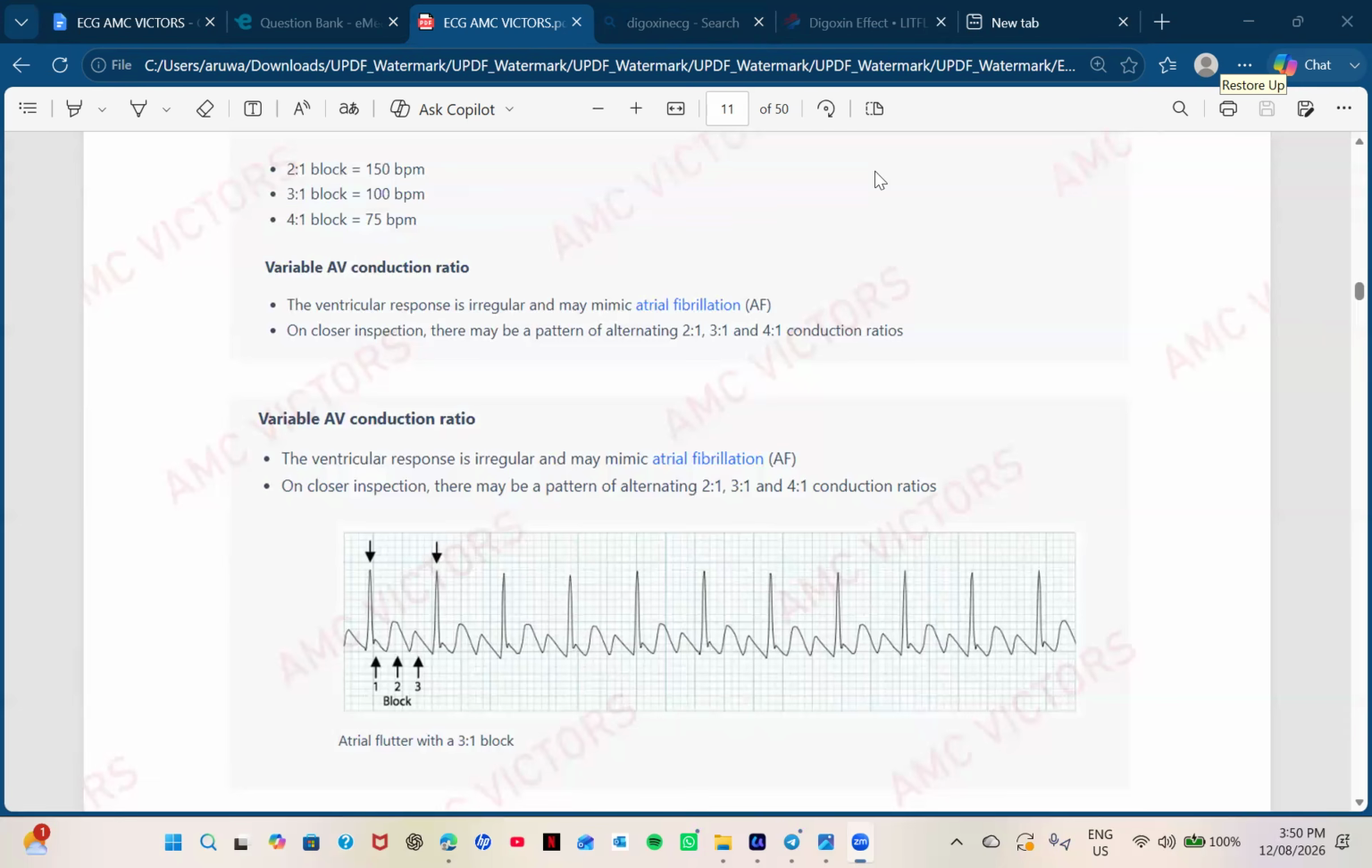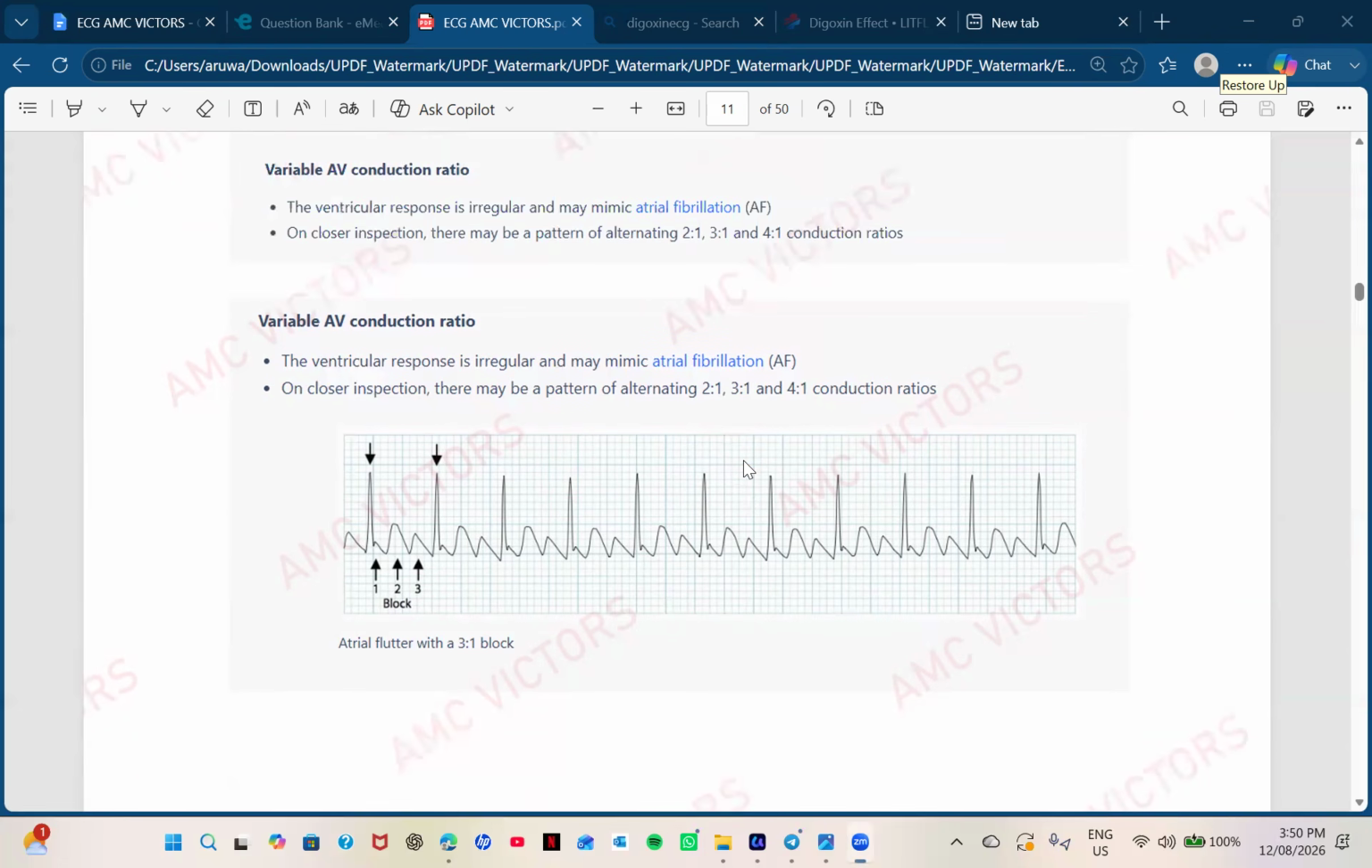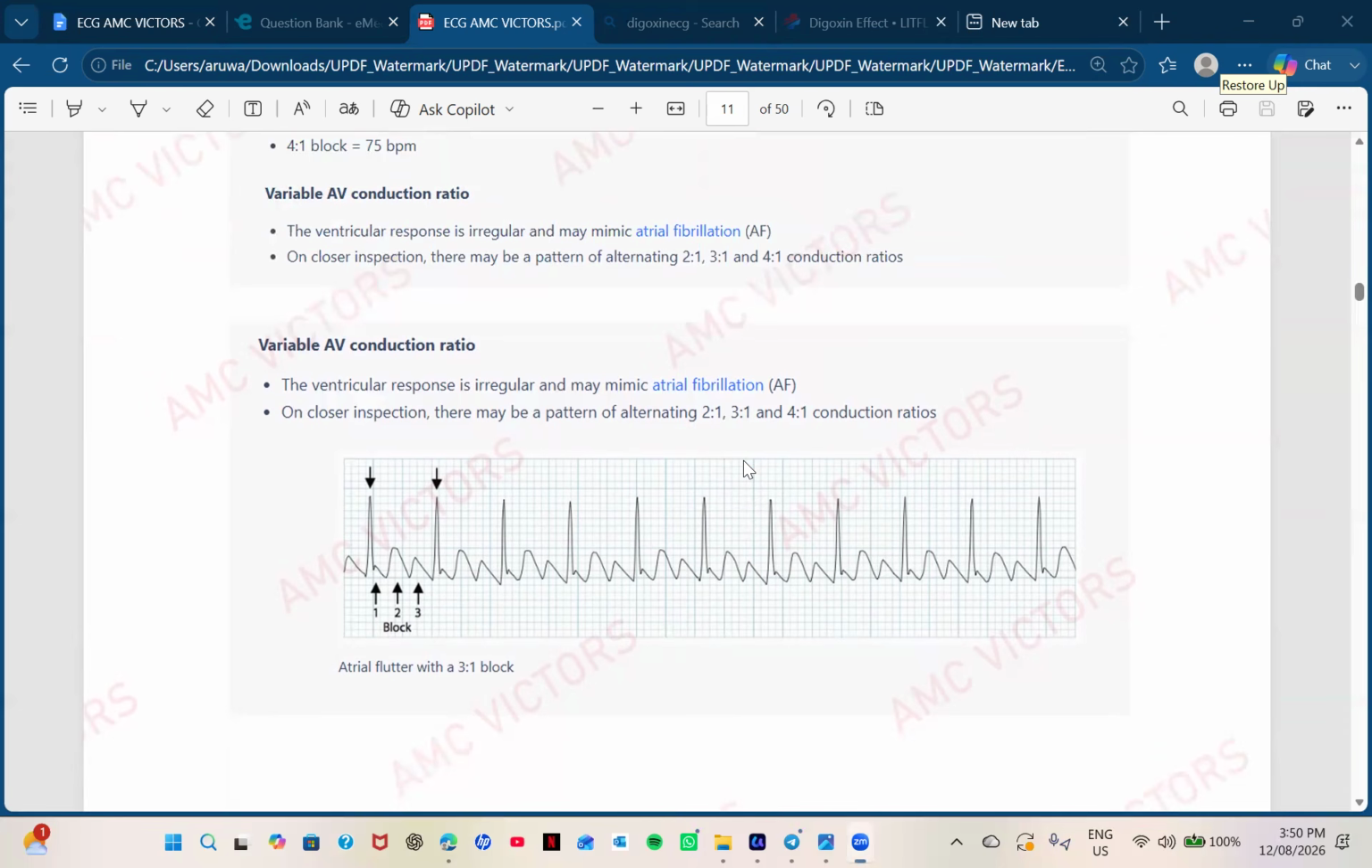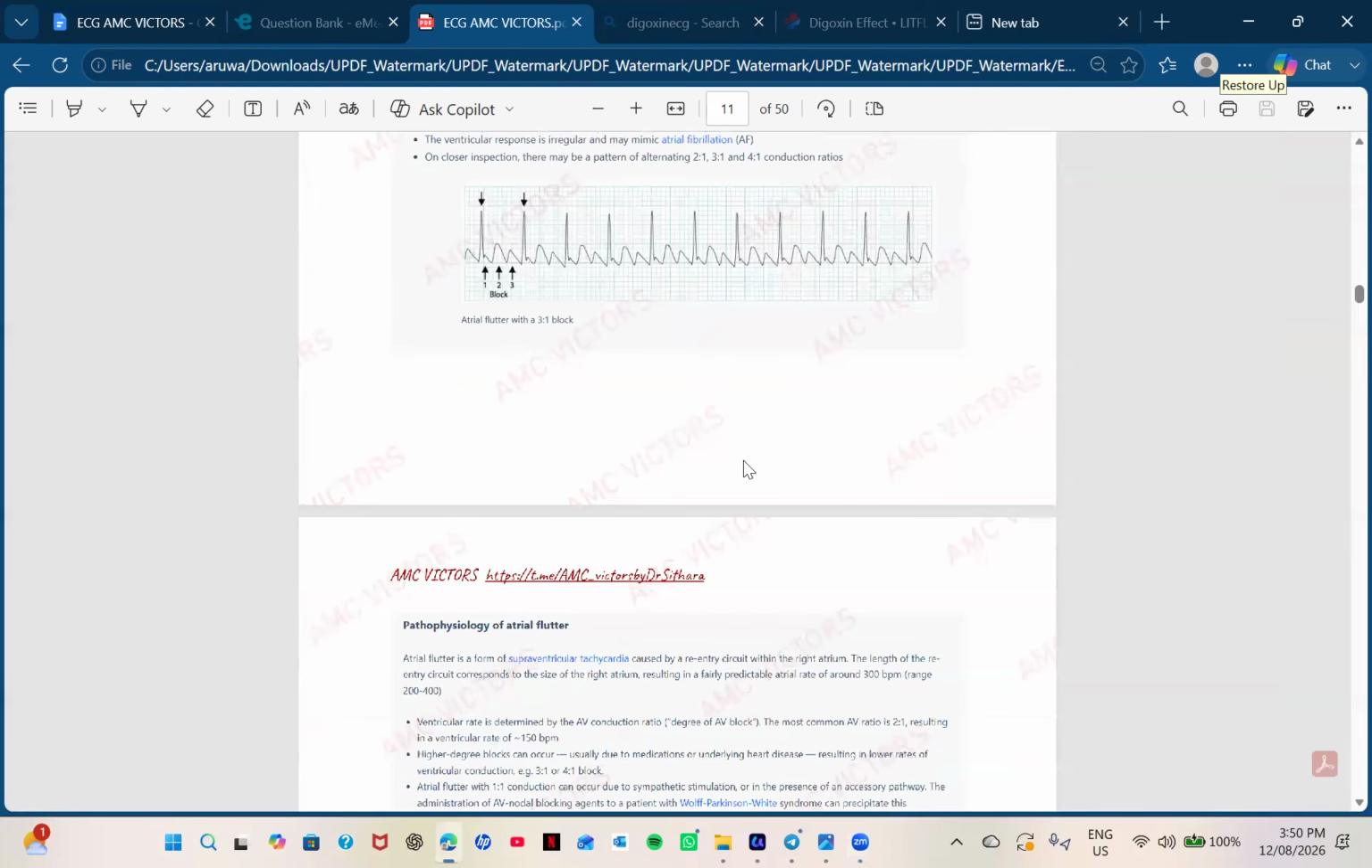Please understand. Usually the normal P waves are absent here, but I explained AV block generally. Usually we use the AV conduction ratio with the P waves, but here we have the F waves. So keep in mind, because flutters are always given in this ratio, you need to understand that.